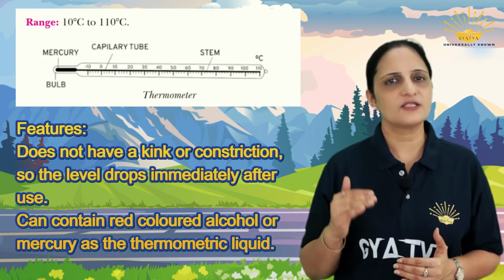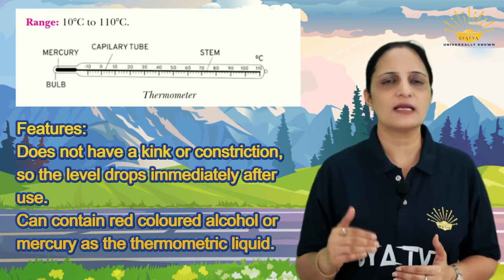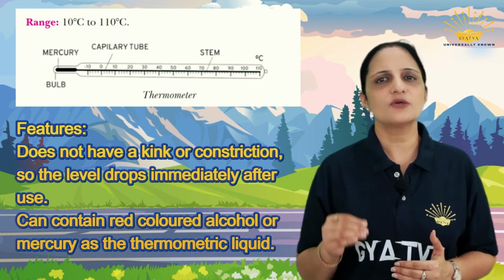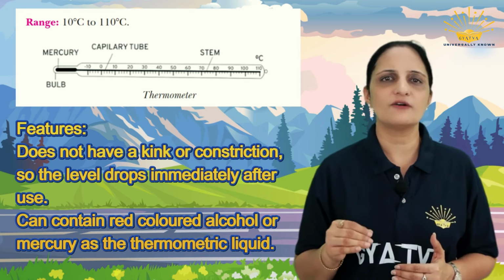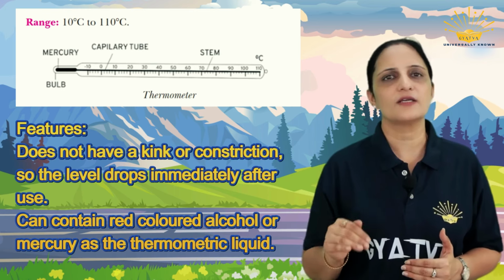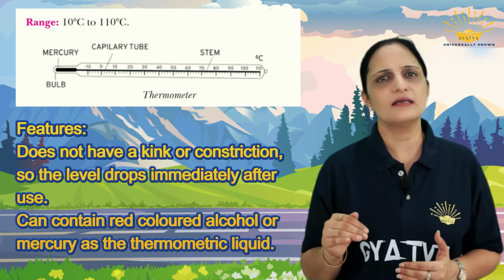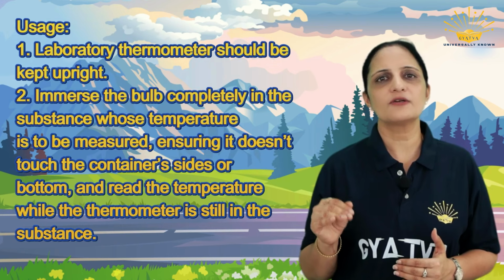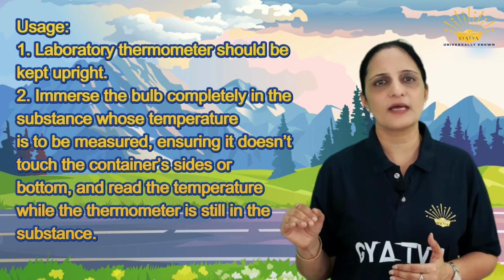So again, its features, as we have discussed for the clinical thermometer, it does not have a kink or constriction, so the level drops immediately after use. As you can see, in the bulb only we have the mercury. It can contain red colored alcohol or mercury as a thermometric liquid. Laboratory thermometers should be kept upright.